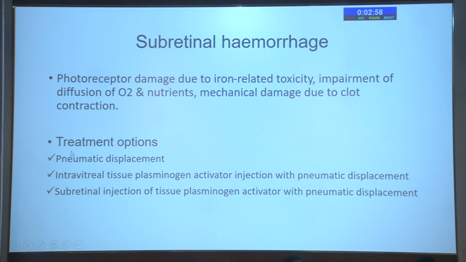So there are 3 treatment options. One is the pneumatic displacement. Second is the intravitreal TPA injection with pneumatic displacement. And third is the subretinal injection of TPA along with pneumatic displacement.